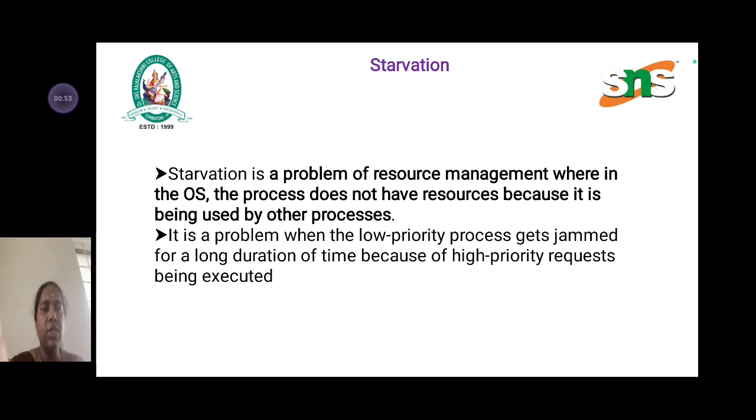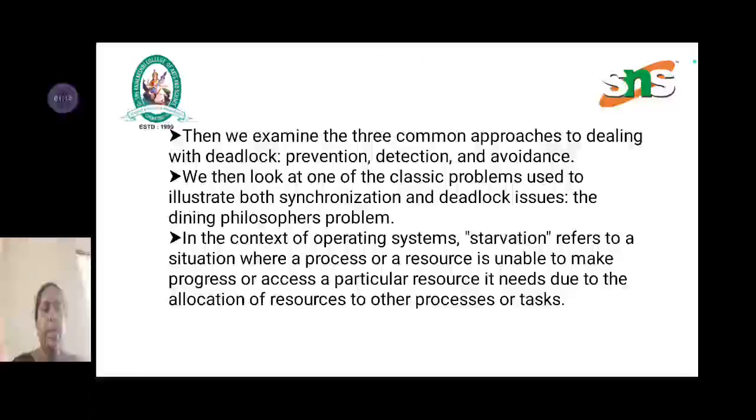Starvation is a problem of resource management where in the operating system the process does not have resources because they are being used by other processes. It is a problem when the low priority process gets jammed for a long duration of time because of high priority requests being executed. Then we examined the three common approaches to dealing with deadlock: prevention, detection and avoidance. We look at one of the classic problems used to illustrate both synchronization and deadlock issues, the dining philosophers problem.